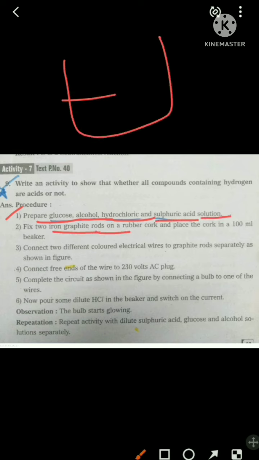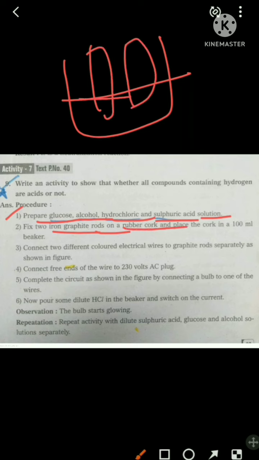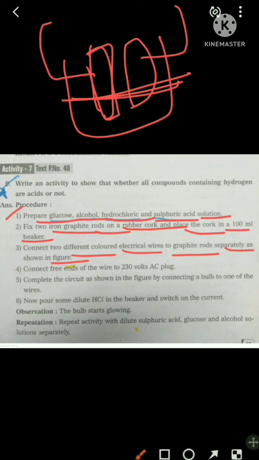You are going to fix 2 iron graphite rods on a rubber cork. Rubber cork is used to fix the iron graphite rods firmly inside that solution. Okay, and it consists of a 100 ml beaker. We are going to connect two different colored electrical wires to graphite rod separately as shown in figure, right?